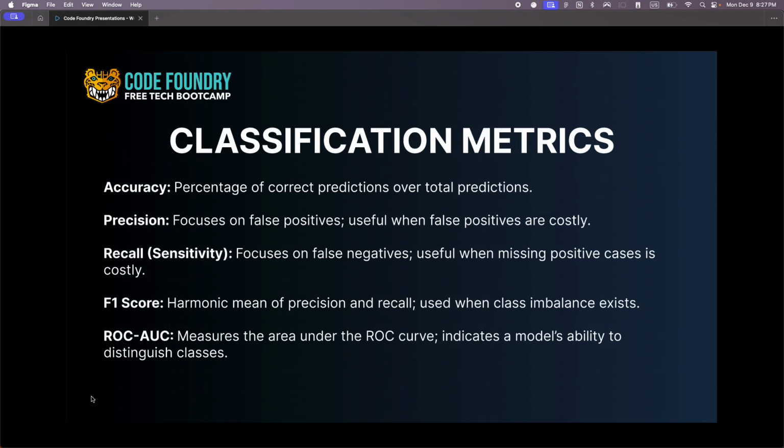So here are a couple classification metrics. We talk about accuracy, which is the percentage of correct predictions over total predictions. Precision, which is the number of false positives. Recall, which is focusing on false negatives instead of false positives, where essentially it's something that had failed even though it should have succeeded. F1 score, which is a mean of precision and recall, and then the ROC or AUC, area under the curve, which is the ROC curve, which again has to do with statistical success.